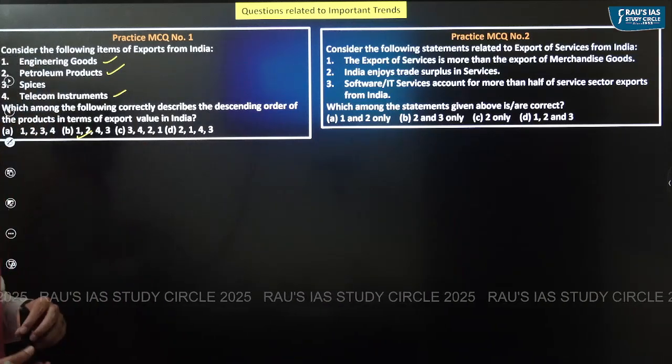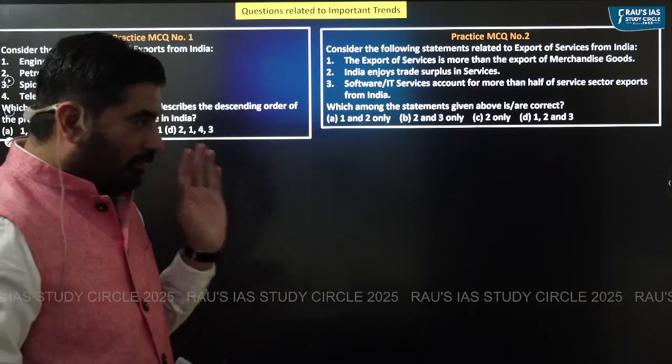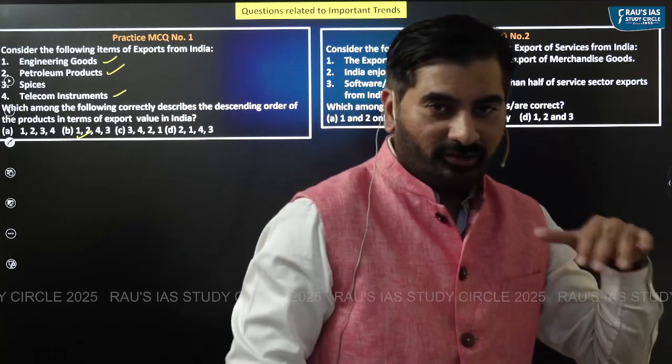Consider the following statements related to export of services from India. Please try to attempt this particular question on your own, and let me know the answer in the chat box below.